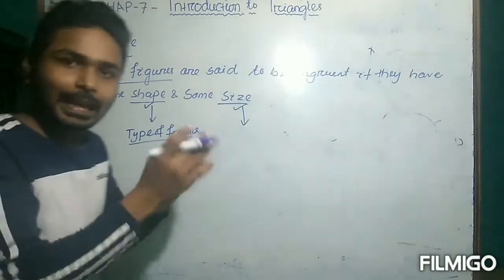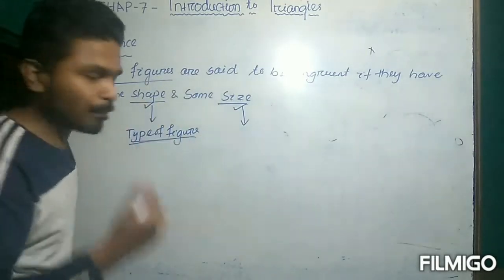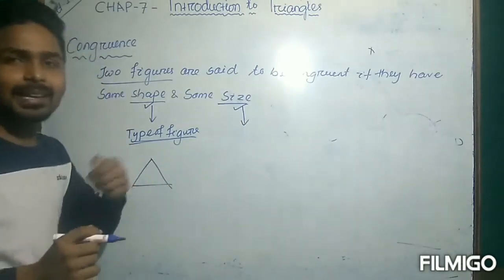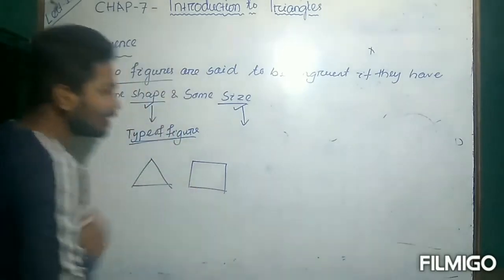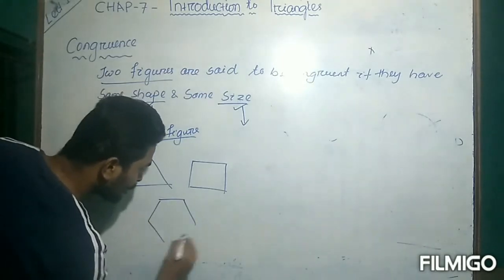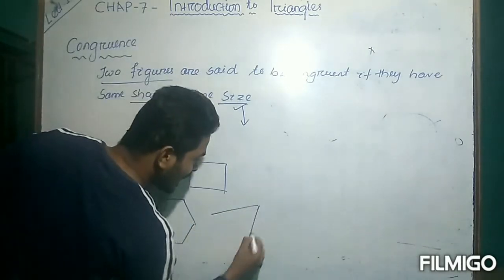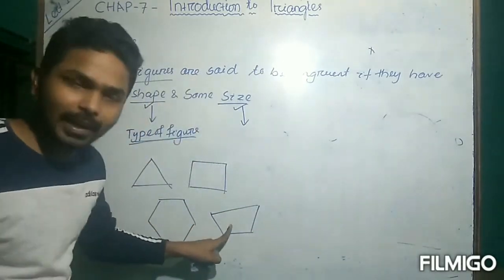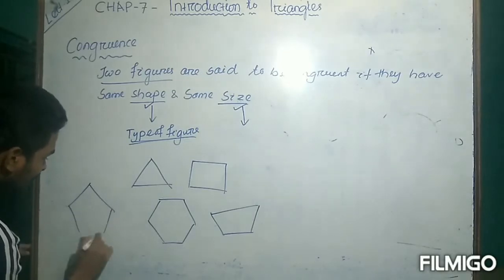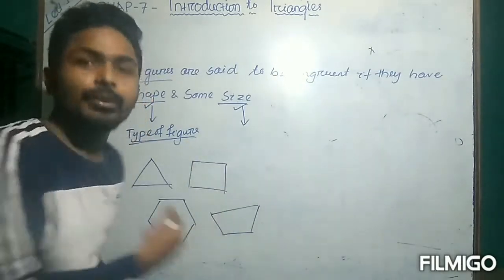Figure means you can take a polygon. Now, what is an example of type of figure? For example, suppose this is an example of a triangle. This is an example of a square, or you can say quadrilateral. This is an example of a hexagon because it has 6 sides, right? This is also an example of a quadrilateral. Yes or no? Yes. Now, this is an example of a pentagon. Here we see 5 figures.